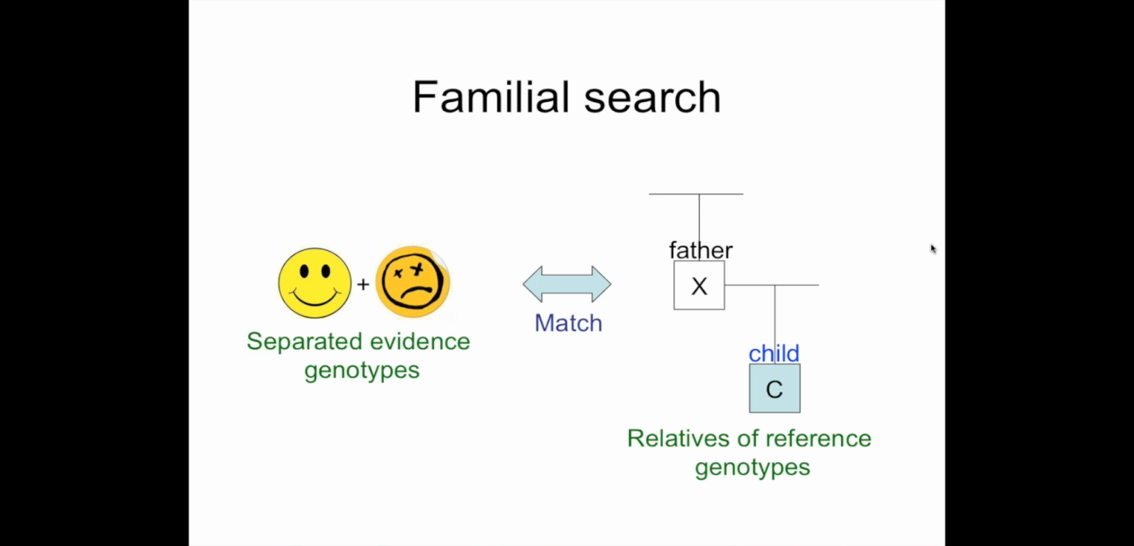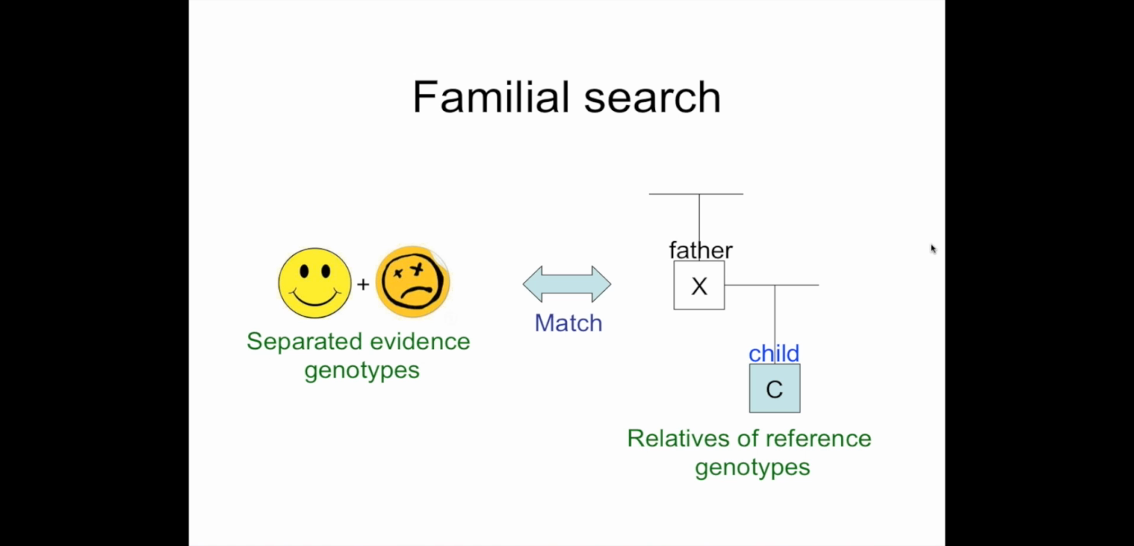One is familial search. I won't draw the entire database architecture, just the sorts of genotypes that are being looked at once they're separated on the database. On the left, we can have any sort of evidence containing 1, 2, 3, or more separated evidence genotypes, and now the likelihood ratio for the match can make a comparison between single contributor genotypes and something else. And on the right, what I'm showing is inferred genotypes from relatives of reference genotypes.